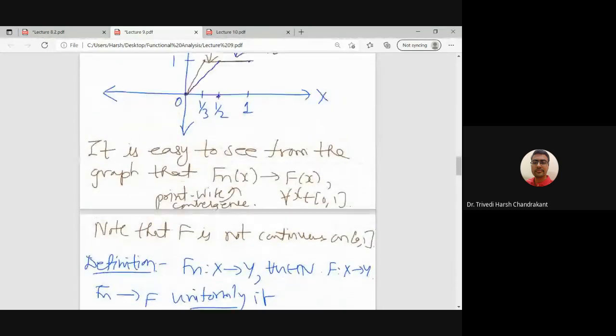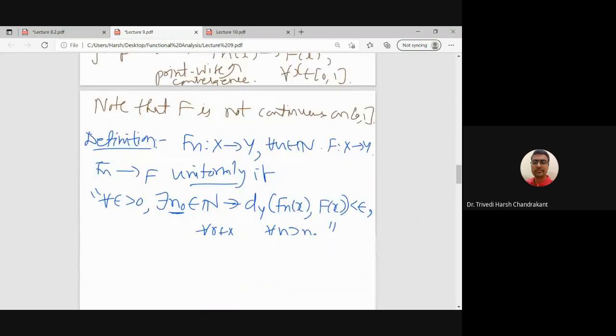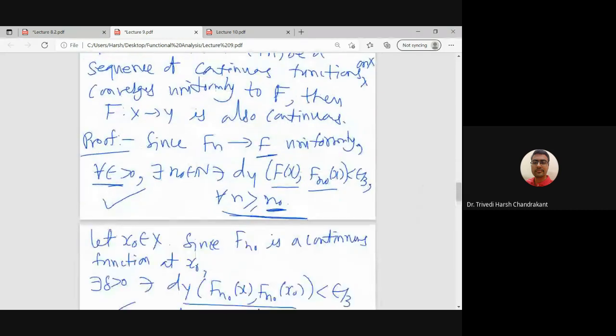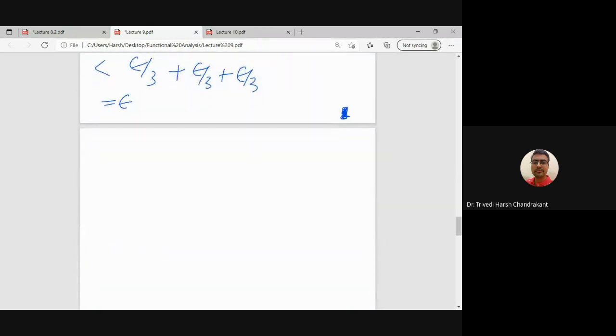But in the previous example, the limit function is not continuous, and therefore using this proposition we get that fn does not converge to f uniformly, right? Because if fn converges to f uniformly, the limit function f must be continuous.